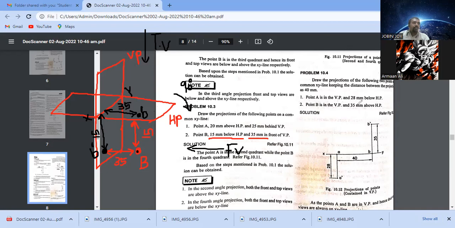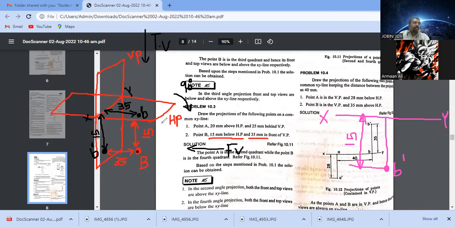I will draw the XY line like this. Then mark the front view here below XY line. This is B dash, and this distance is 15. And then you rotate the horizontal plane 90° in the clockwise direction. So what happens?